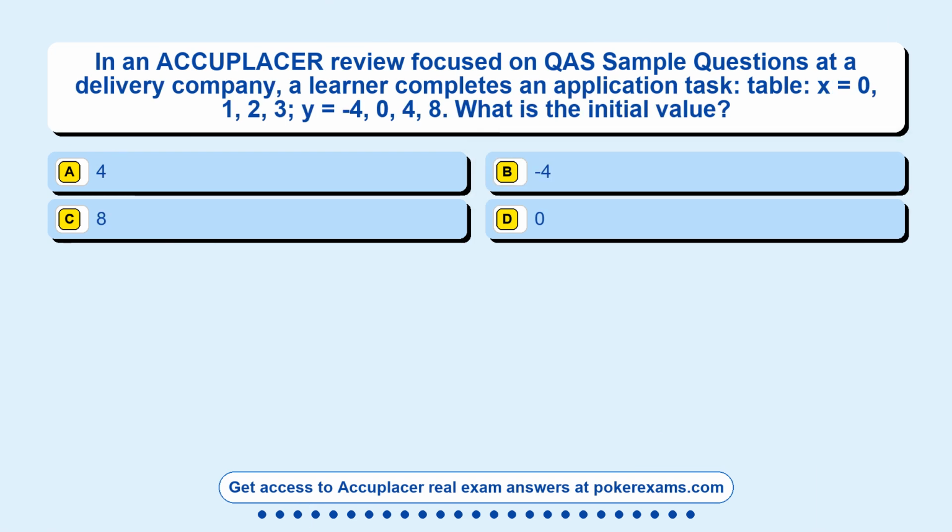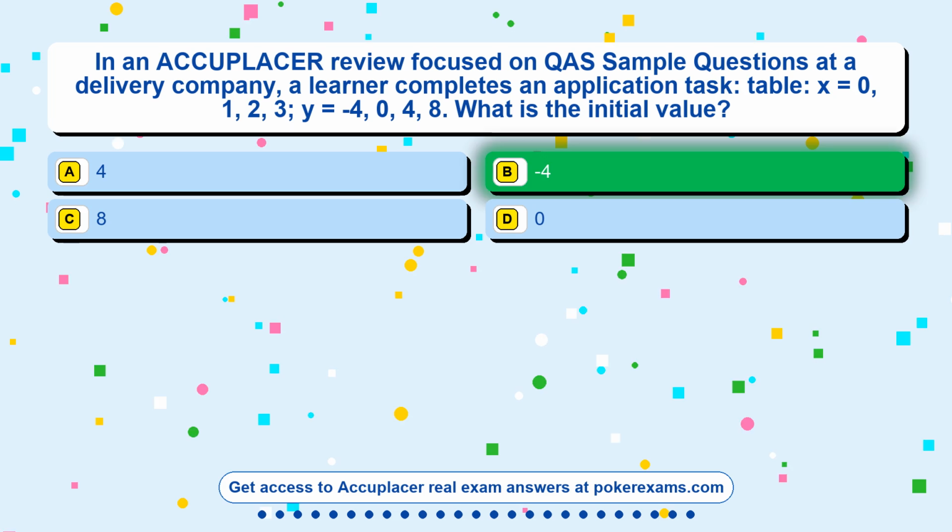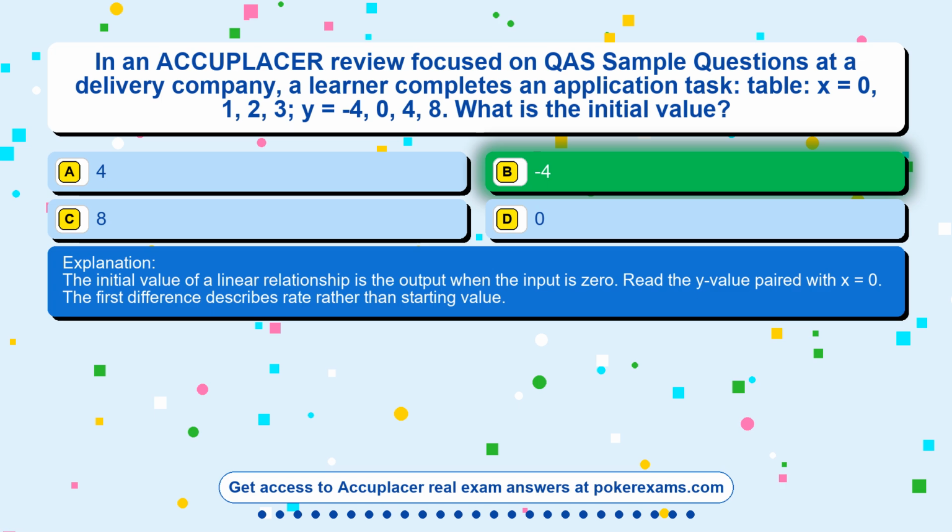Question 7. In an ACCUPLACER review focused on QAS sample questions at a delivery company, a learner completes an application task. Table: x equals 0, 1, 2, 3; y equals minus 4, 0, 4, 8. What is the initial value? Option A, 4. Option B, minus 4. Option C, 8. Option D, 0. The correct answer is option B, minus 4. The initial value of a linear relationship is the output when the input is 0. Read the y-value paired with x equals 0. The first difference describes rate rather than starting value.